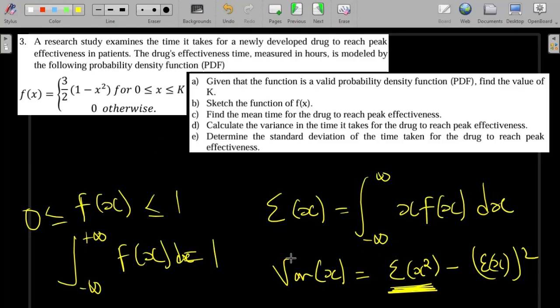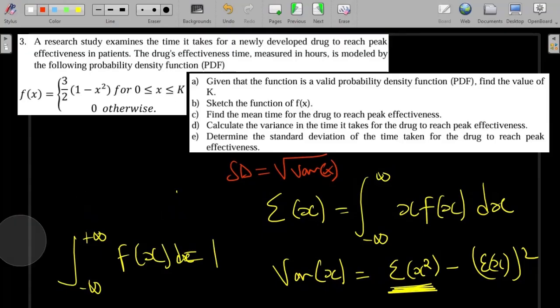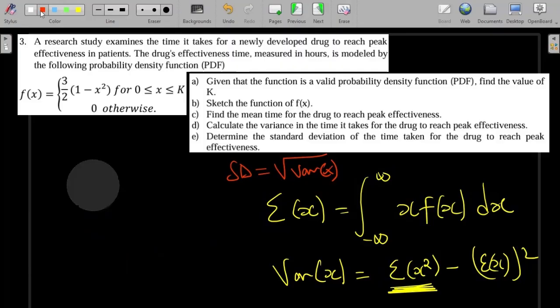So those are the common formulas. And then to find the standard deviation, we're just going to take the square root of the variance. So these are the formulas that we'll be using to find some of these questions. Maybe I can also give the formula for finding the CDF.